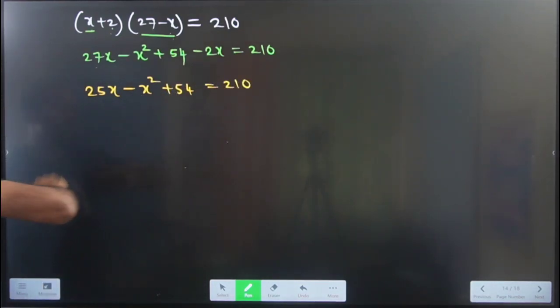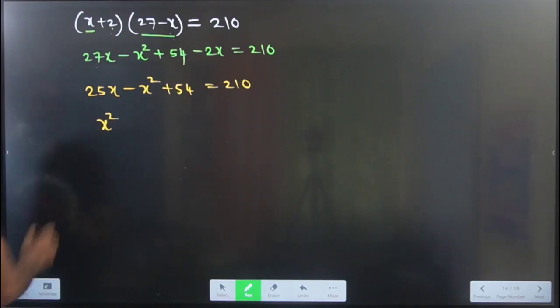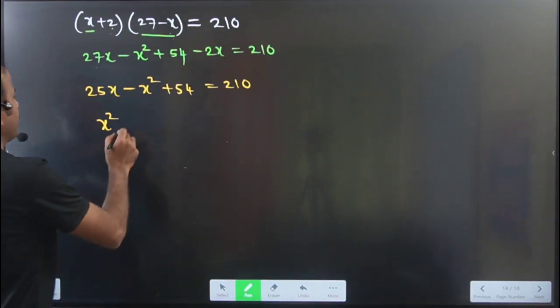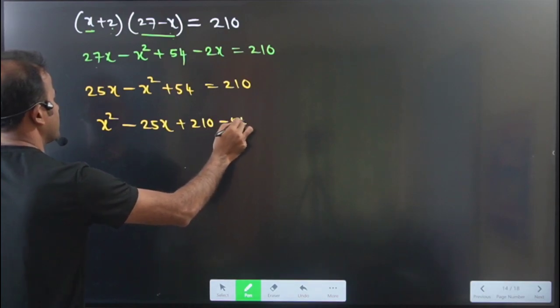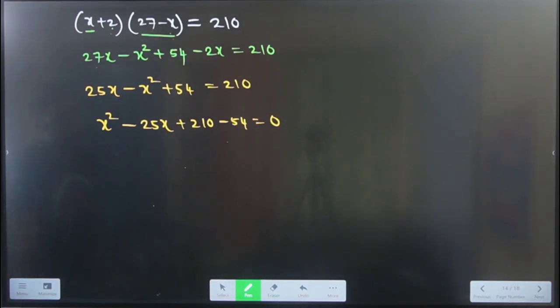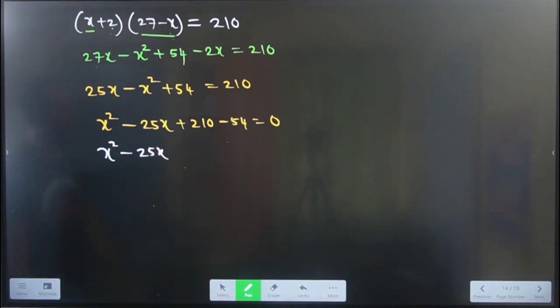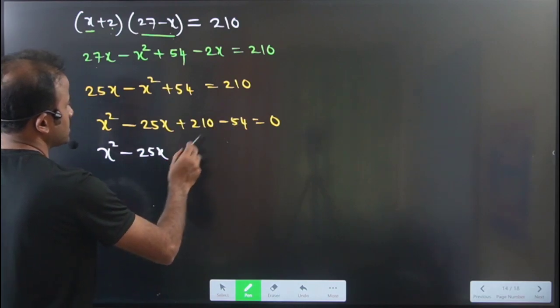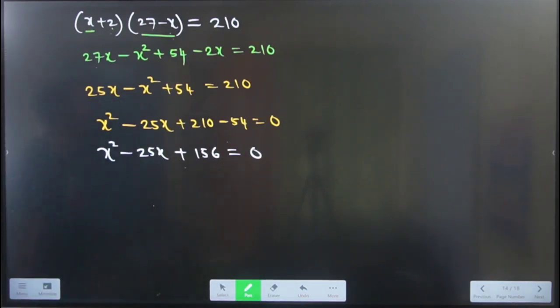Make sure the x square term is not negative. To make it positive, take it to the other side: x square becomes plus x square, 25x becomes minus 25x, and 54 becomes minus 54, equal to 0. Now 210 minus 54 is 156. So x square minus 25x plus 156 equal to 0.